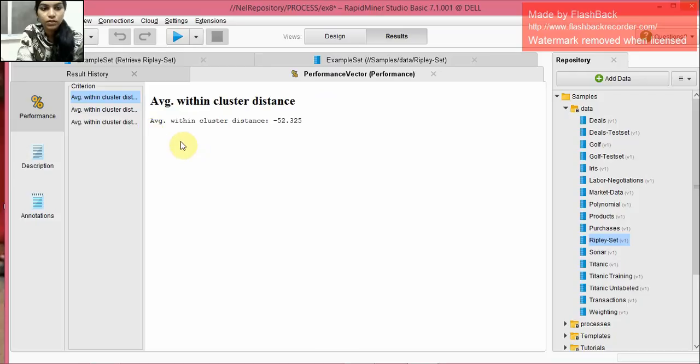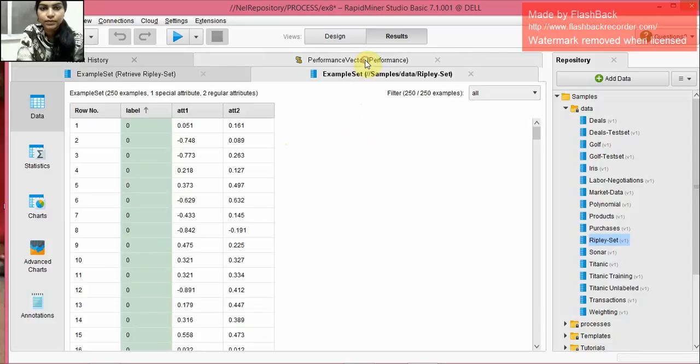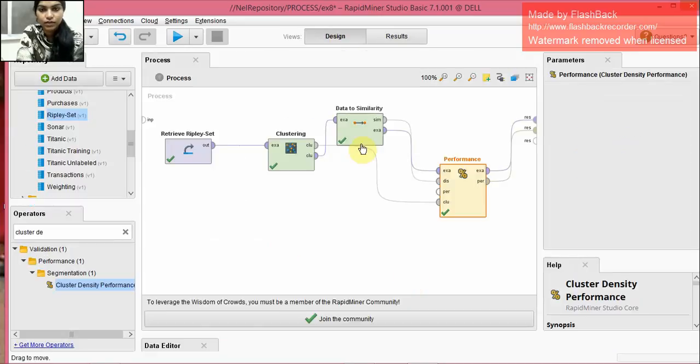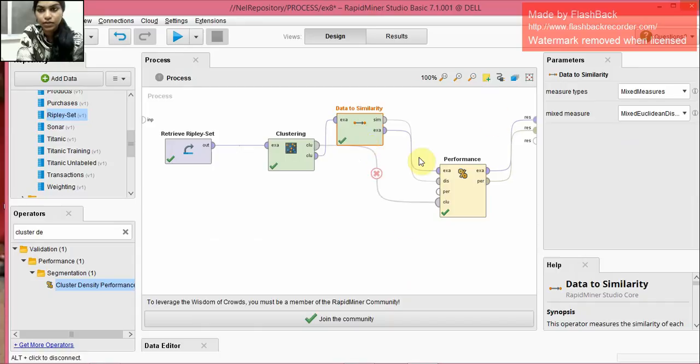So the average within cluster distance is -52.325. Average within cluster distance for cluster 0 is -49.245, and average within cluster distance for cluster 1 is -55.705. So that was the result we got after doing the necessary connections.